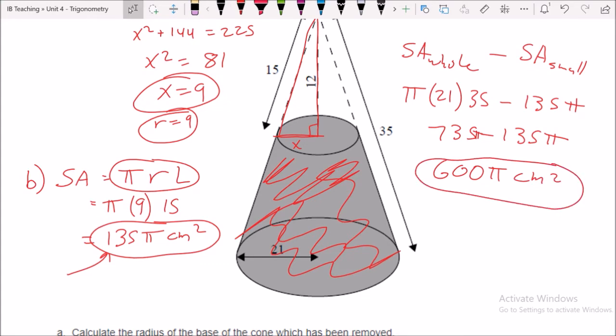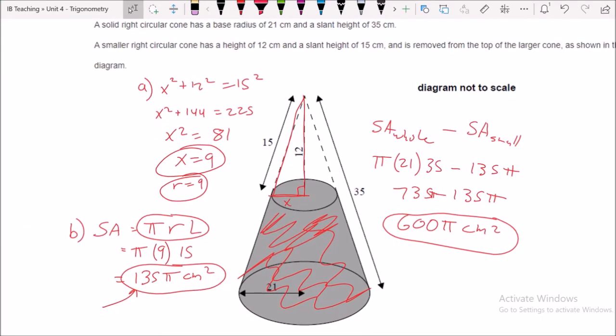Okay, so this is an example where a question can look really hard. It doesn't mean the calculations are going to be hard. If it feels hard, it just means we need to slow down a little bit and analyze the picture carefully so we can develop a good strategy.